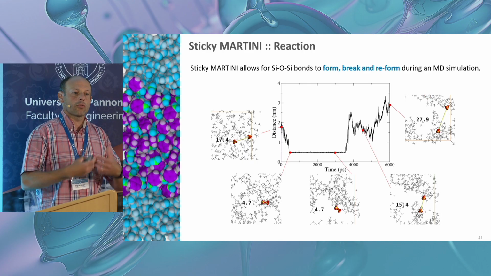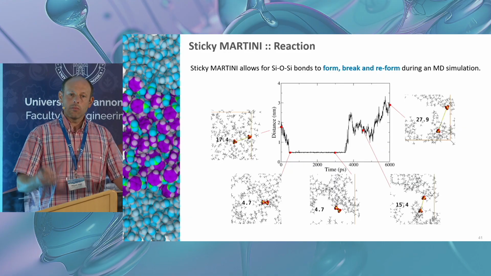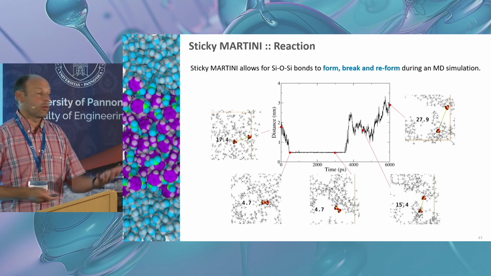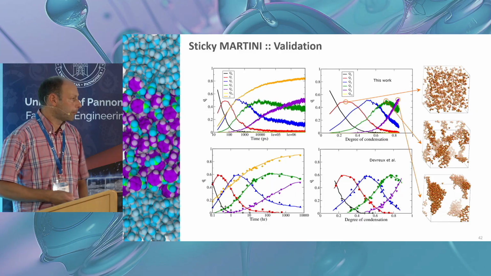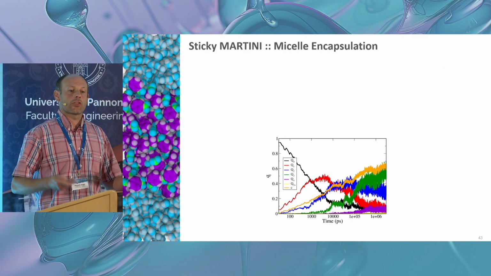So this demonstrates that we are able to describe a reversible reaction, and the kinetics are similar to experiment because they match the experimental kinetic data that I showed you before, okay? And so using that, we are now able to simulate self-assembly and reaction at the same time.